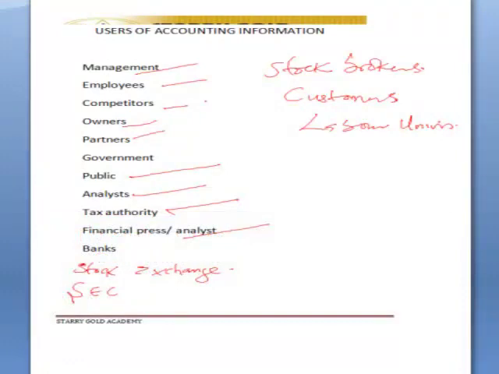Then the following people have direct interest in the financial statement. There are the investors, the present investors and the potential investors. Creditors also have a direct financial interest in the accounting information presented by a company. So these are the users of financial statements.